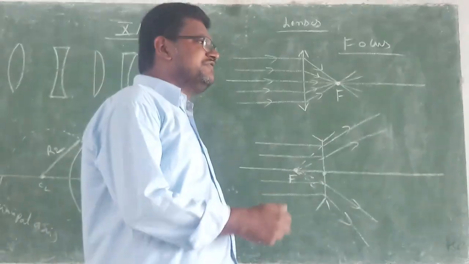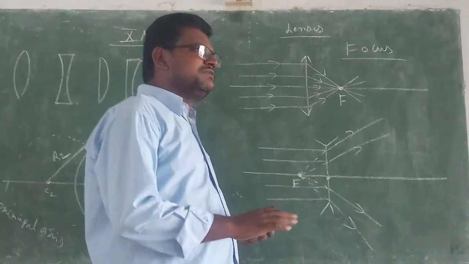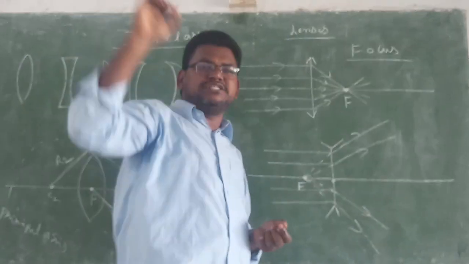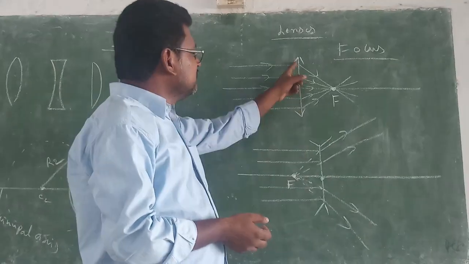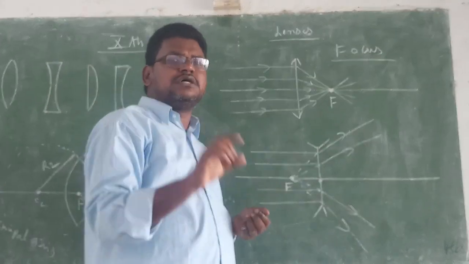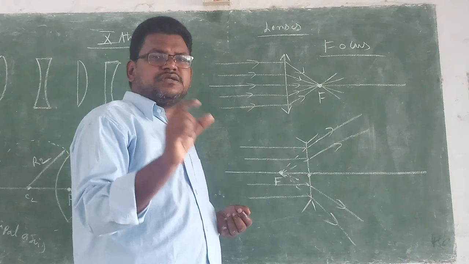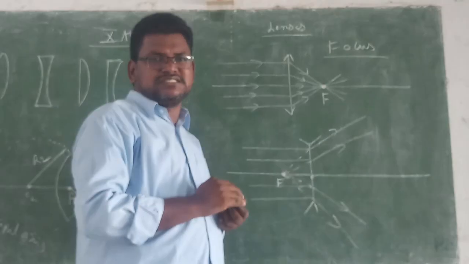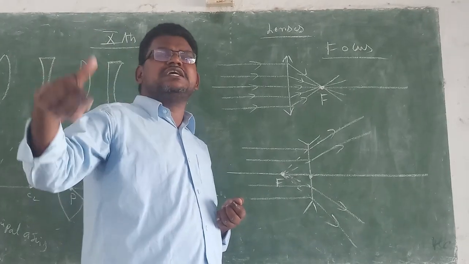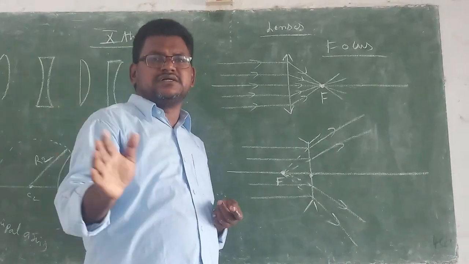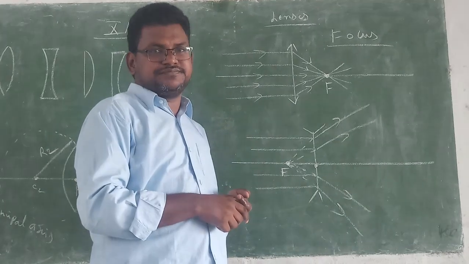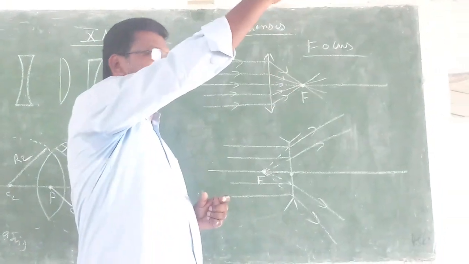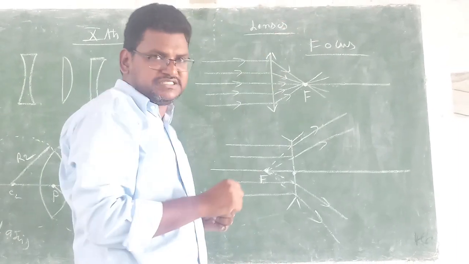Okay, so here infinite distance doesn't mean kilometers of distance, it is just a very large distance. Suppose the focal lengths of the lenses are around 10 cm, 15 cm or 20 cm. For such lenses, a distance greater than 1 meter acts as infinite distance. So don't take infinite distance to mean kilometers of distance.